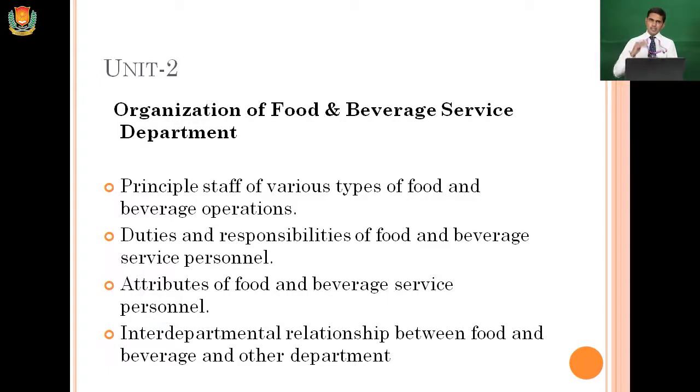How you can, the hierarchy, you can say in another way, hierarchy of the food and beverage service department. In that I'll tell you what positions are there and how you can grow yourself in the food and beverage service department.